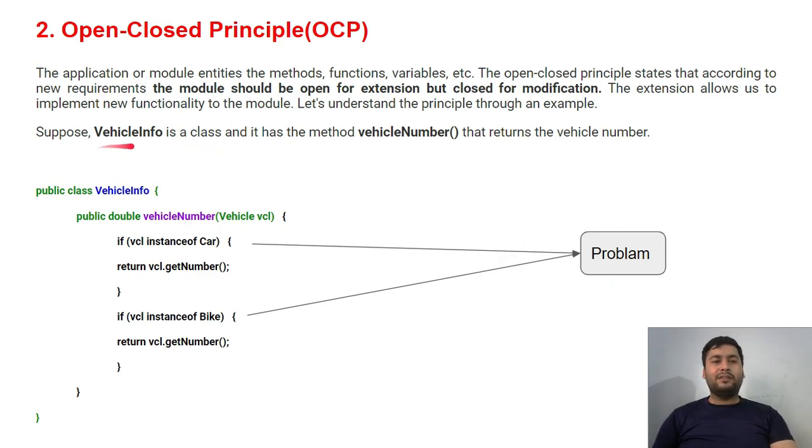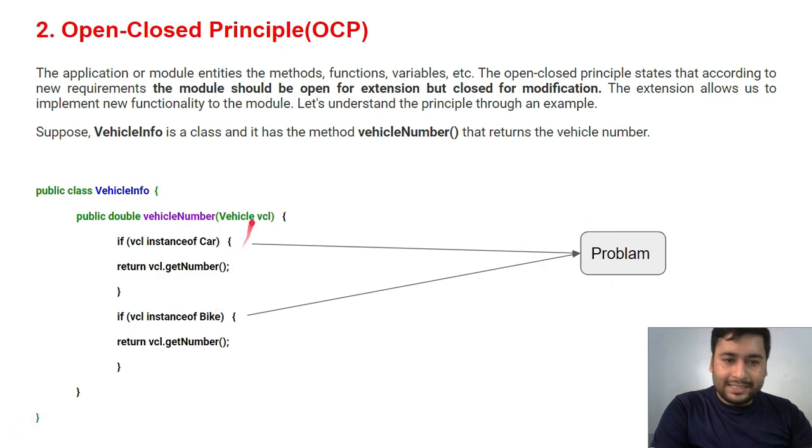Basically, we have a VehicleInfo class, which has a method called vehicleNumbers that returns the vehicle numbers. It takes an object as a vehicle. Vehicle is maybe an interface, having some implemented classes like car or bike. So vehicle is a super interface, and this interface is implemented by car or bike. We call vehicleNumbers and pass one object, which is maybe the car or the bike, and through that we get the bike or car number.